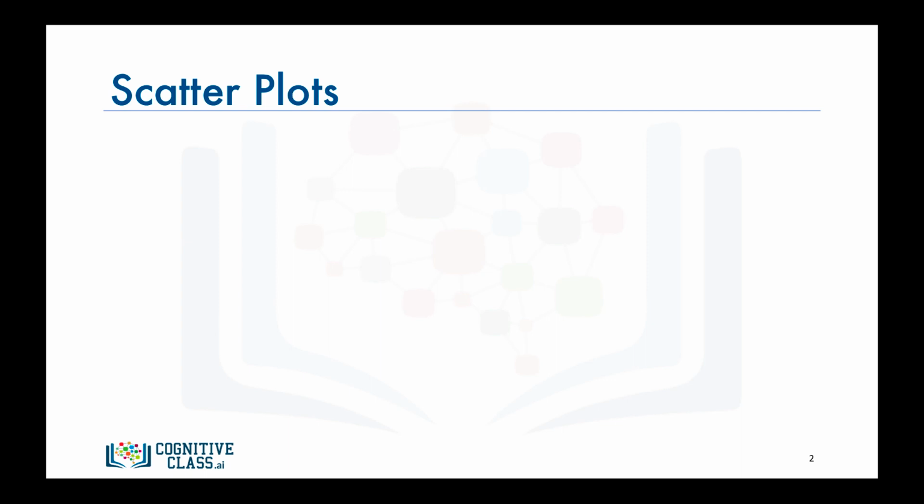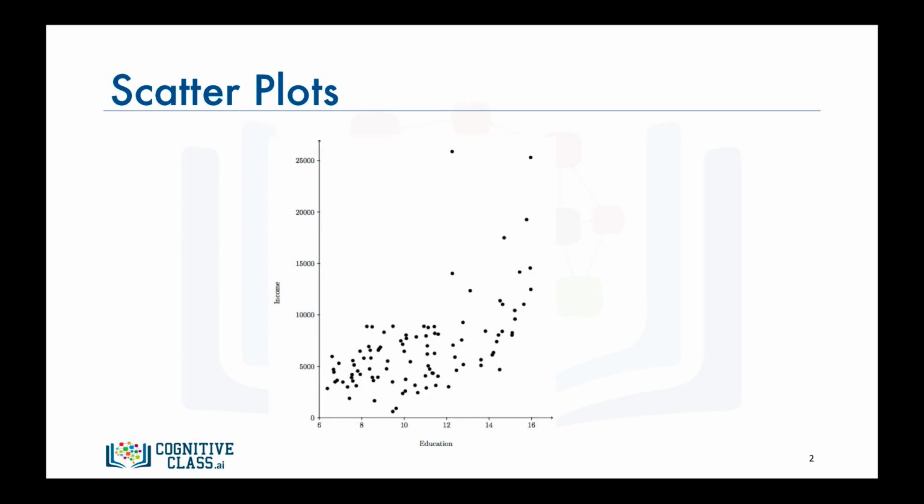For example, here is a scatter plot of income versus education. And by looking at the plotted data, one can conclude that an individual with more years of education is likely to earn a higher income than an individual with fewer years of education. So how can we create a scatter plot with Matplotlib?